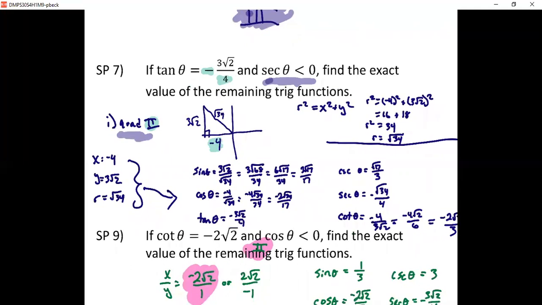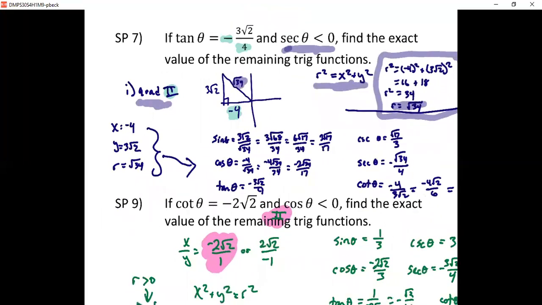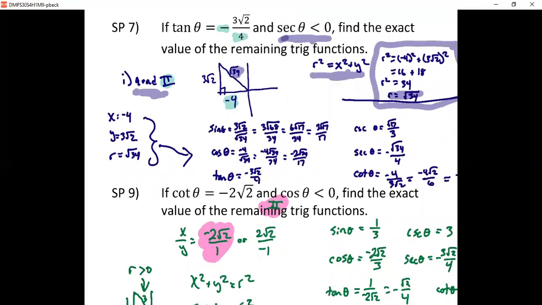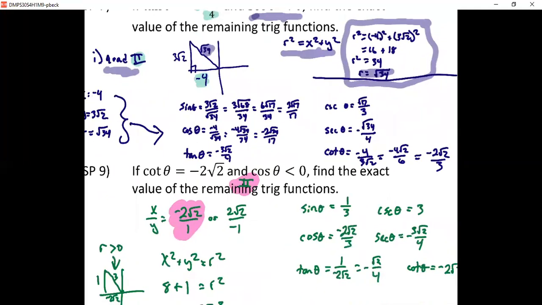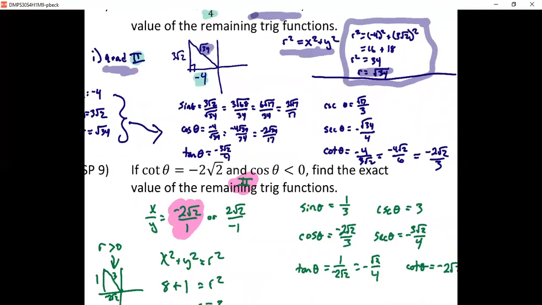What we don't have is the radius. So if you remember last time, we found the radius by saying x squared plus y squared. I did that, and I got my radius as the square root of 34. And now I have my x, y, and r that I could use to find all 6 of my trig ratios. There are some nasty radicals and fractions here, but it's the exact same ratios that we had before. Sine is y over r, cosine is x over r, tangent is y over x. Cosecant, secant, and cotangent are all the reciprocals of those.